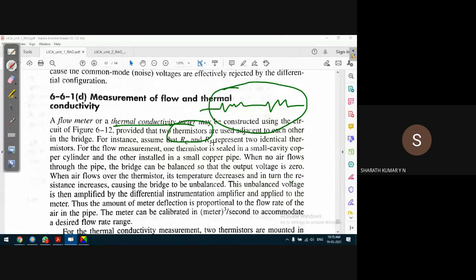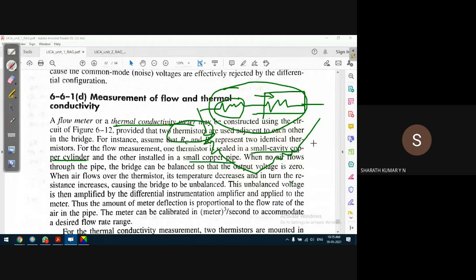One of the thermistors is sealed in a small cavity copper cylinder. The other one is in a small copper pipe. So when there is no airflow through this pipe, the bridge is said to be balanced. These are the other arms of the bridge.